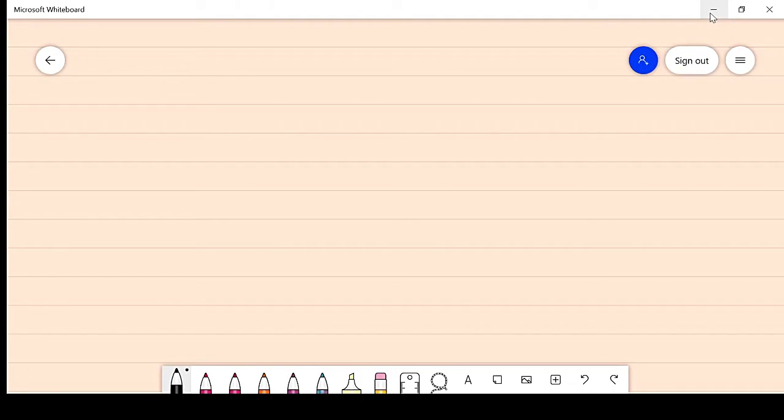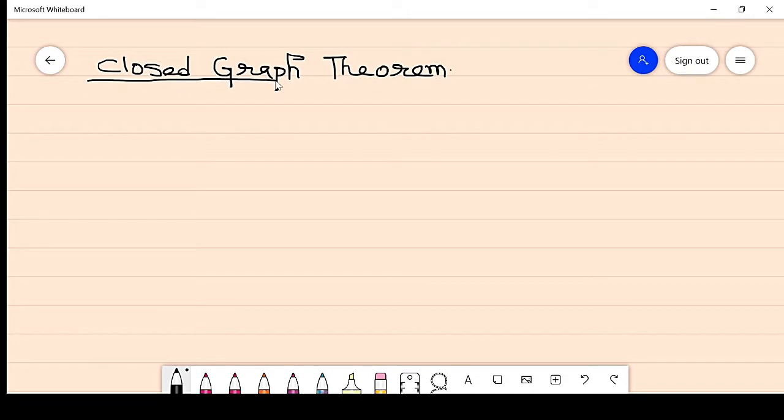Today I am going to start a very important theorem, which is called the closed graph theorem. This theorem is very important from an examination point of view. Also it is important for application.